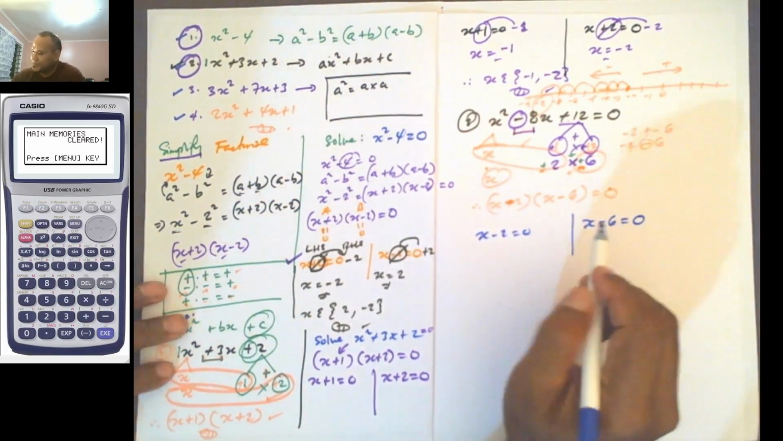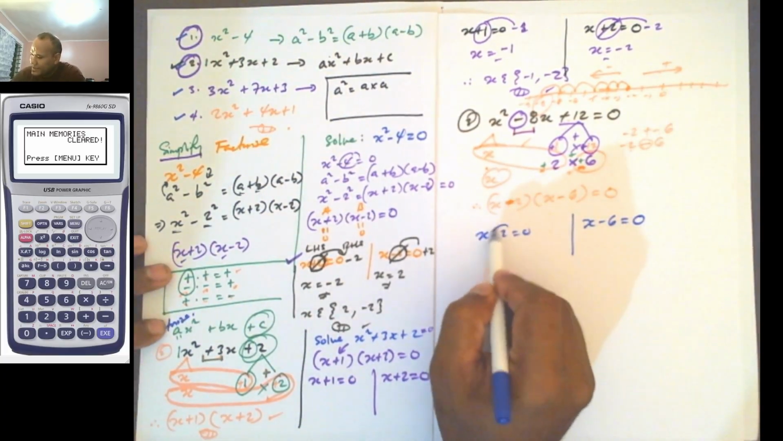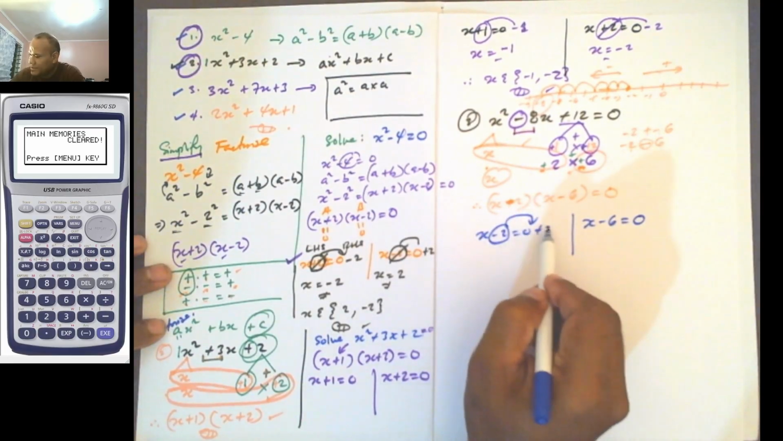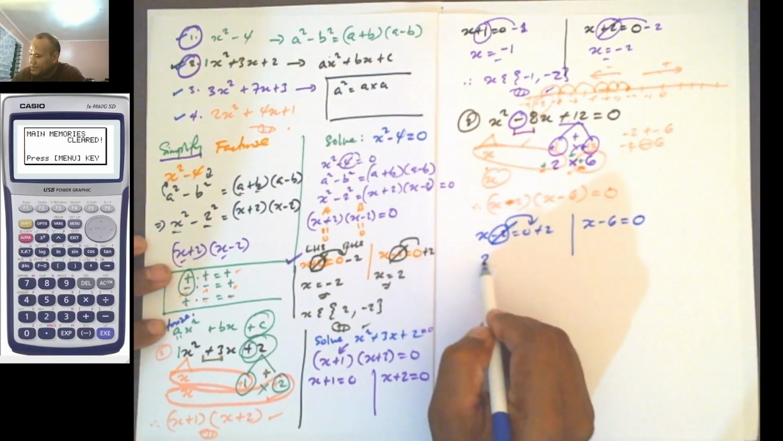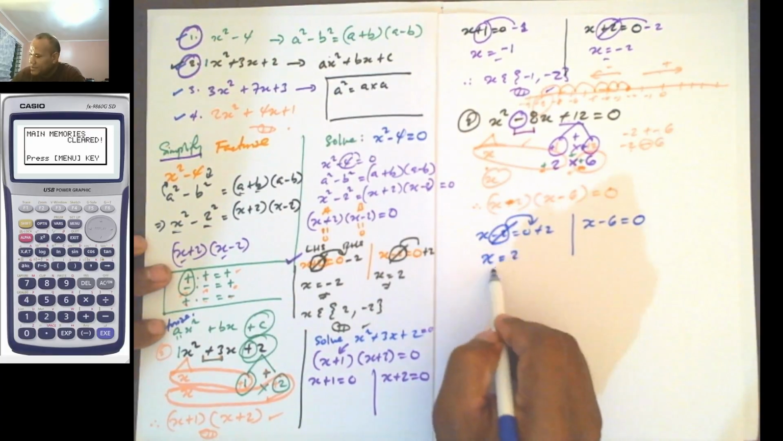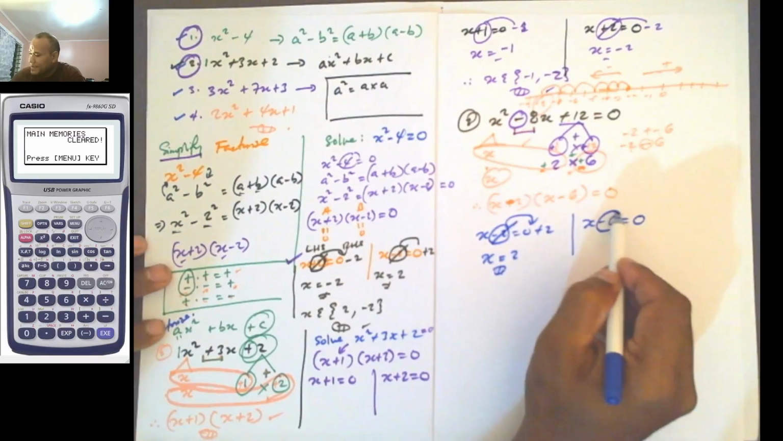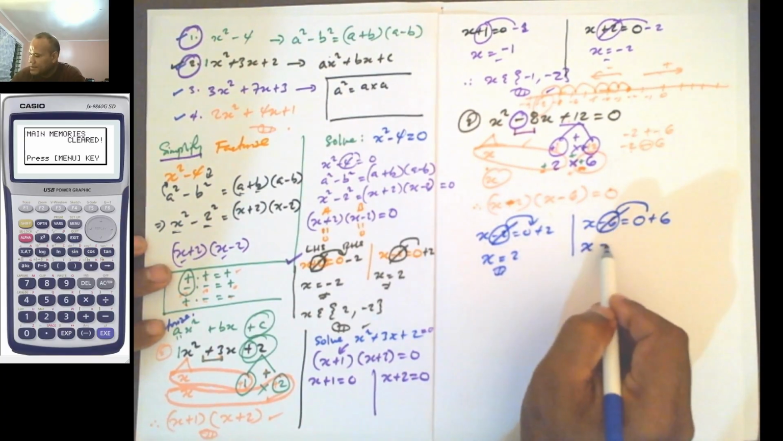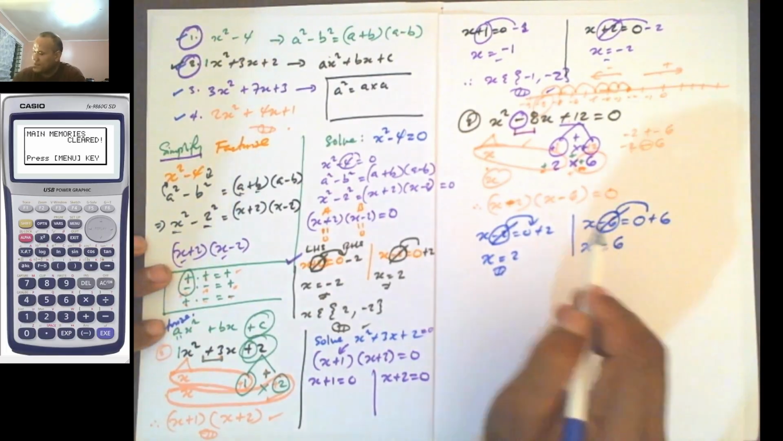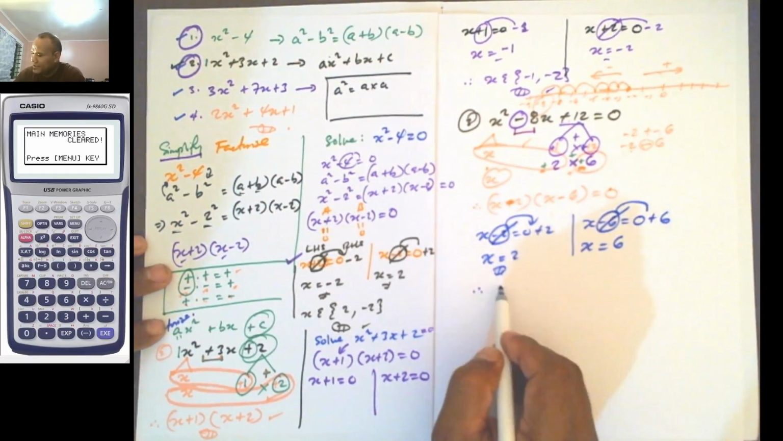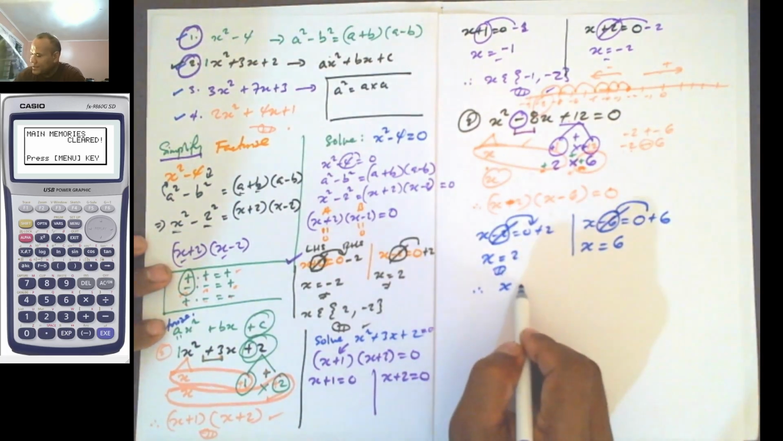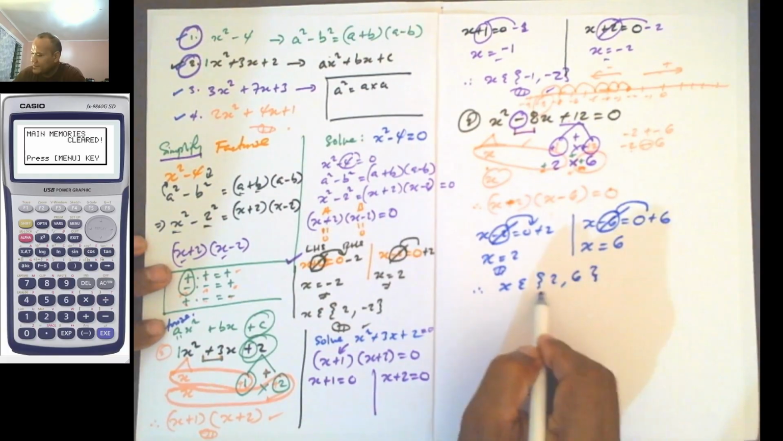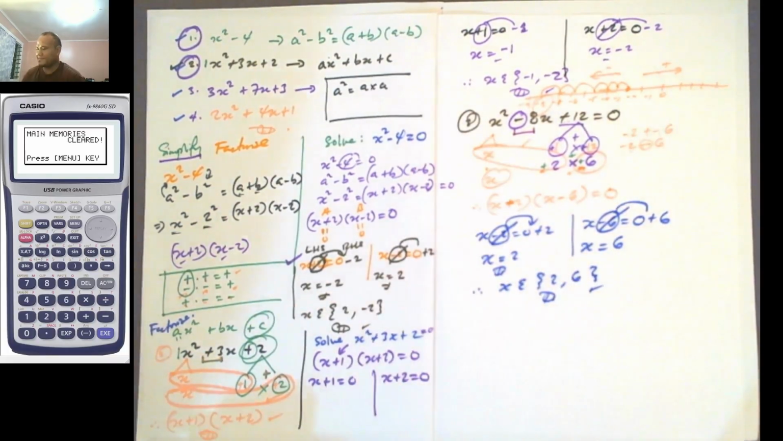I want to find x. Minus 2, take it to the other side would be plus 2. Opposite operation, cancel that out. 0 plus 2 is 2. Minus 6 would be plus 6. Cancel that out. x is equal to 0 plus 6, which is 6. Since I have two values of x, I can say that x is an element of 2 and 6. And that is your answer.